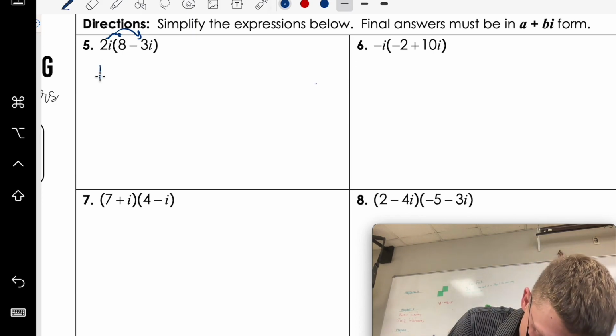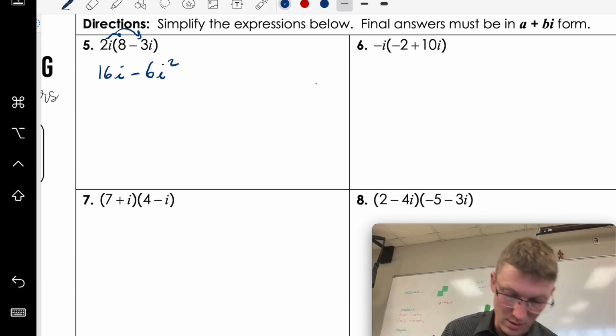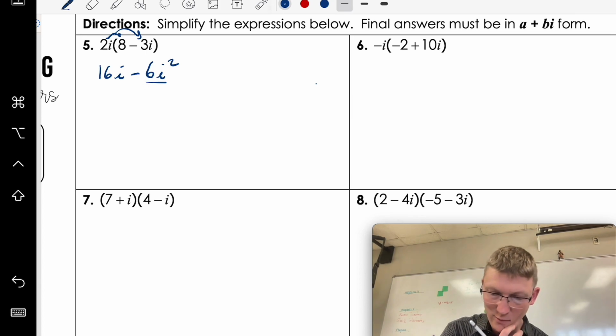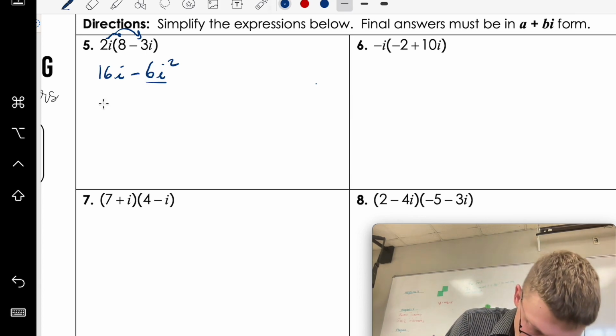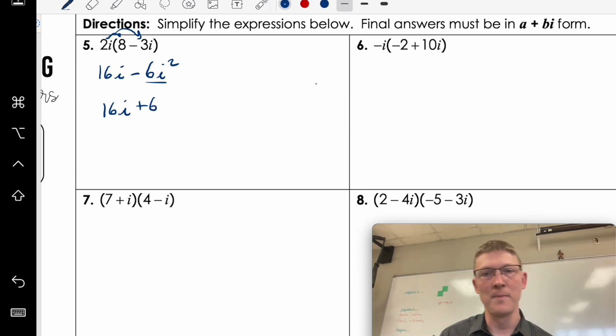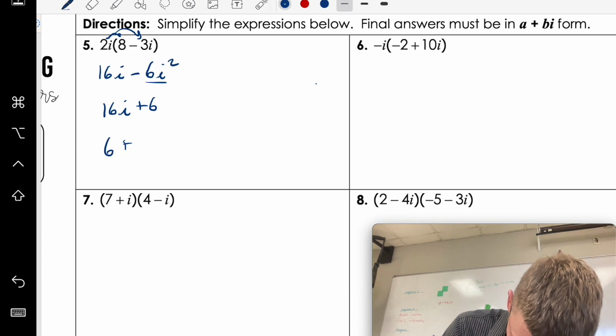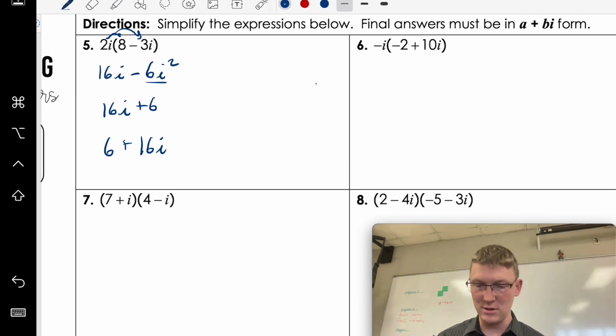So then we're going to have 16i minus 6i squared. Remember, i squared is -1. So this is -1 times -6. So now we've got 16i plus 6. And just because I want to be super cool and awesome, I'm going to put my real number first and my imaginary number second. So we keep going to number 6.